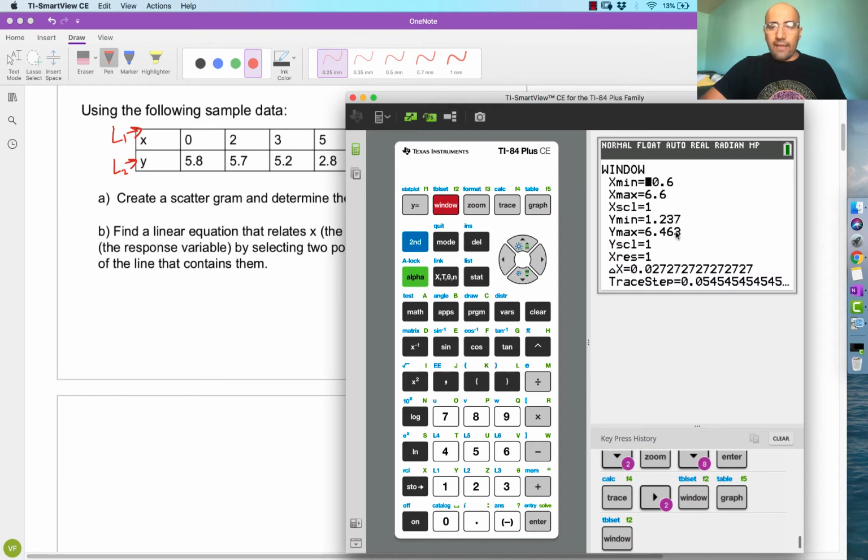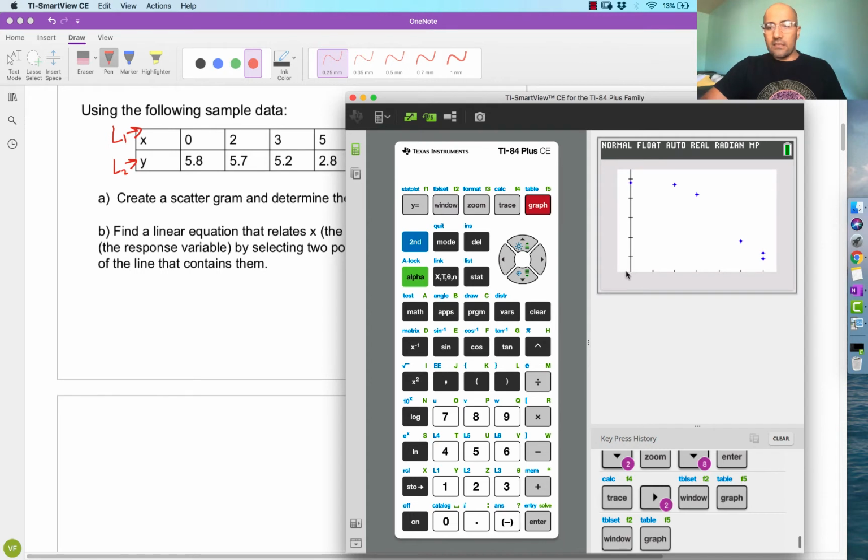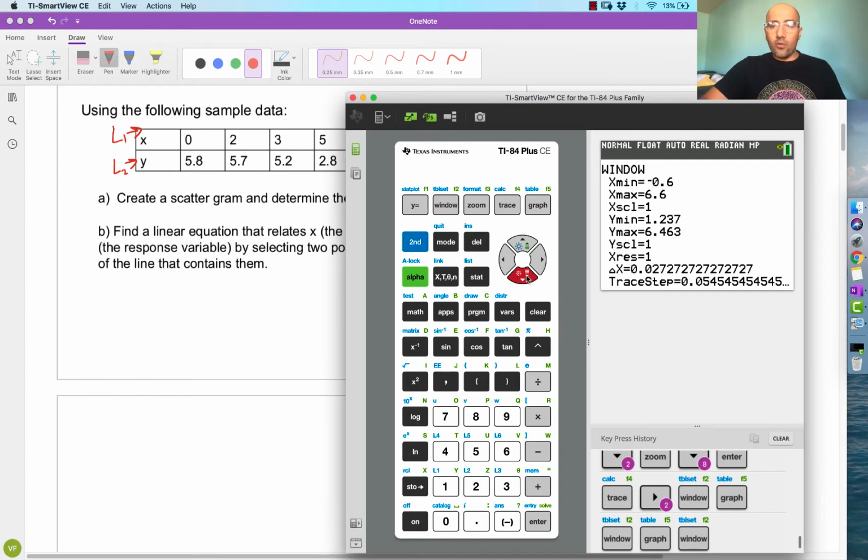Okay, but looking at the window for the y, it starts at 1.2 to 6.4. That means that this is 1.2. It does not go into the negatives, therefore it's not showing the 0. It's not showing the x-axis. If we want to see it, we've got to go over here, go to y min, and pick something.